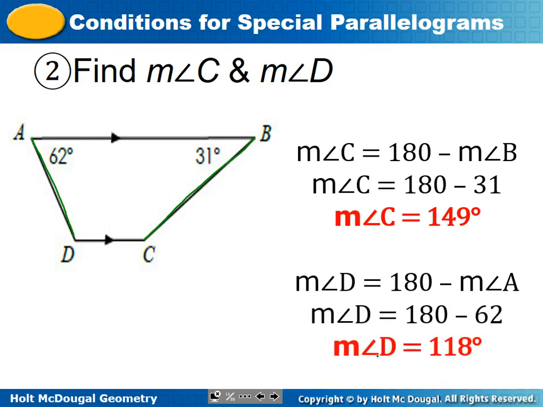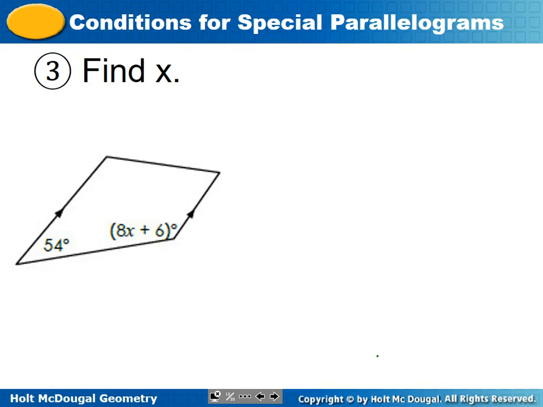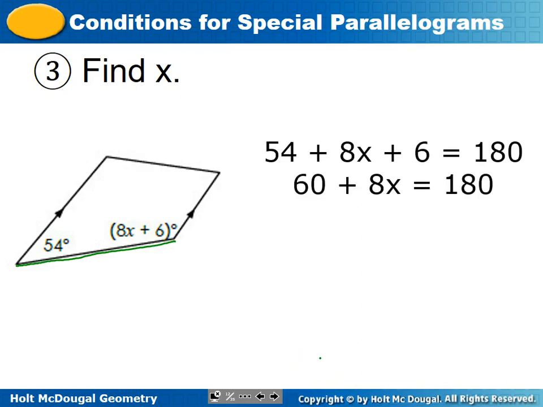And that's 118. Now on this next one, it's a little bit different only because our parallel sides are not horizontal. So here again, I'm going to go from one parallel side to the other. That's our leg right there. So that means we're going to add 54 to 8x plus 6 and set that equal to 180. That's 60 plus 8x equals 180.